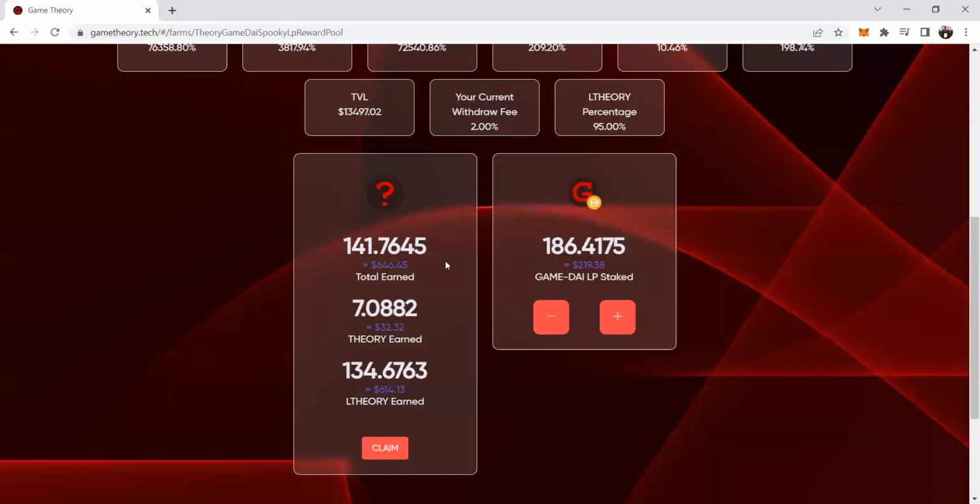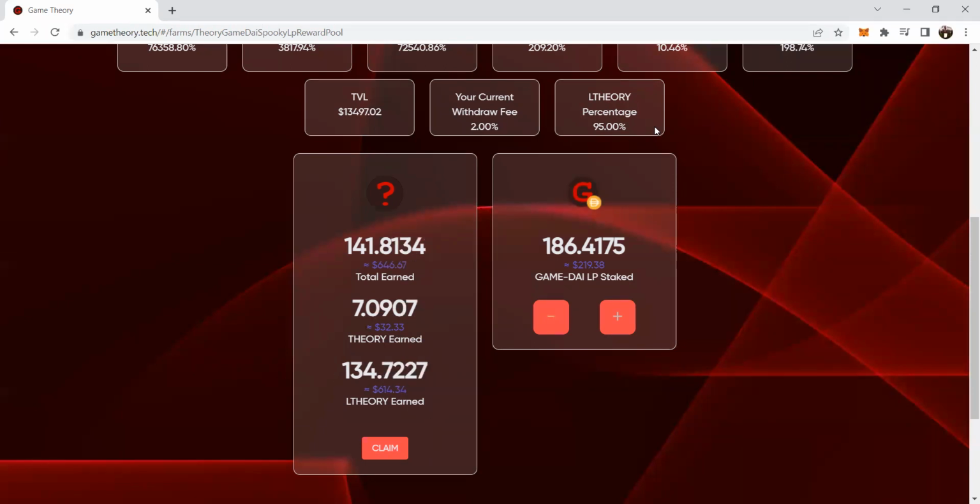Now, when you have your tokens here in the farm in either of the 2 liquidity pools, this number only gets locked in once you hit claim. So right now, the percentage of tokens I have of the total earned as Theory versus L Theory would get locked into this number here when I hit claim. If I don't claim it, this percentage doesn't apply, which is where the multiple layers of strategy come into it.